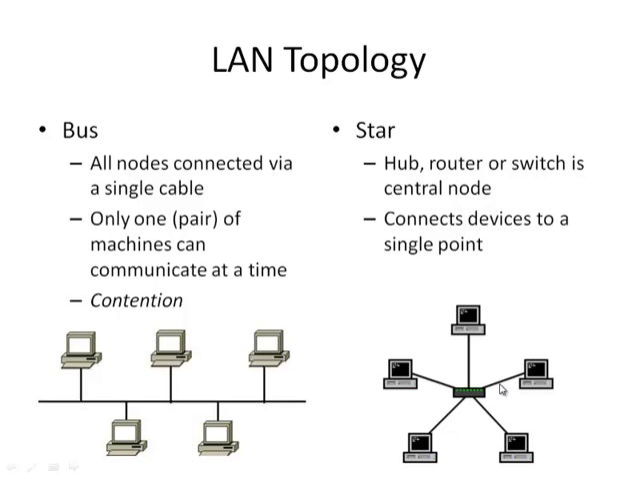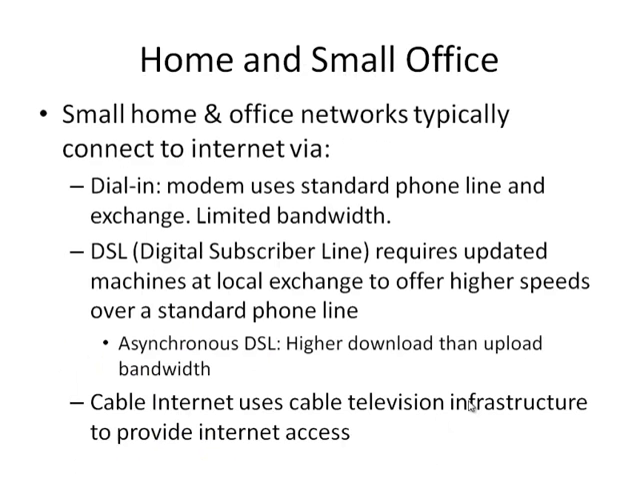Star networks use some kind of hub, router or switch as a central node, which connects all the devices to this single central point. But this hub, router or switch can then in principle allow multiple communications between different devices here, so that any one of these computers can communicate with any other while other pairs of computers are communicating. It also introduces a machine that is a single point of failure, so if this device breaks in the centre, the whole network goes down.